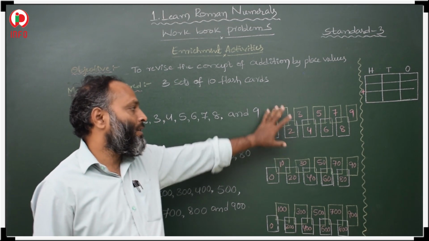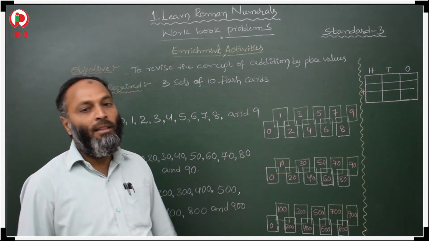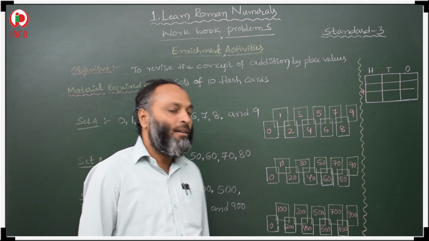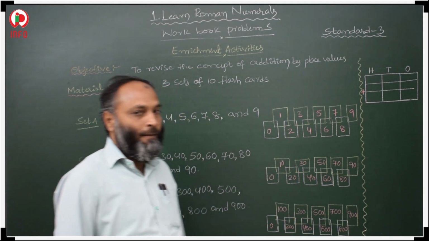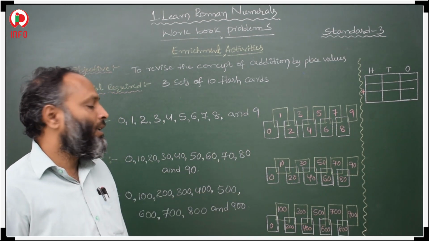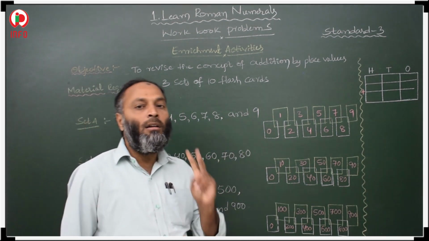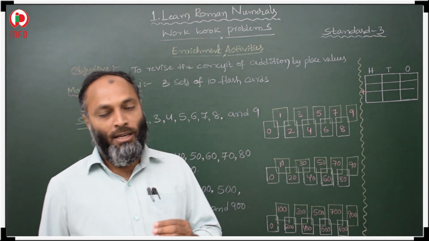So 10 flash cards in the first set, 10 flash cards in the second set, and 10 flash cards in the third set. This is single digit, double digit and three digit. Then, how to do it? We have to select any 2 students from your class.